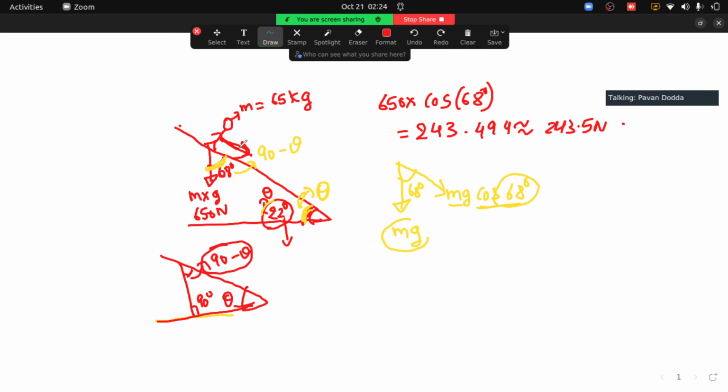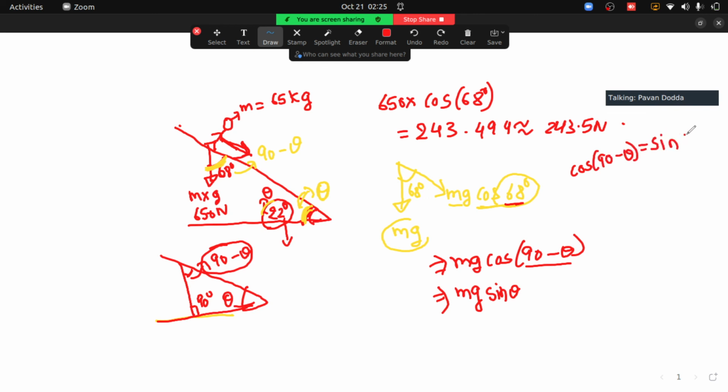So the force along this direction would be mg cos of 90 minus theta. We just now wrote it as 68, and 68 can also be written as 90 minus theta. Now what would be this value? Mg cos 90 minus theta can also be written as mg sin theta, because cosine of 90 minus theta is sin theta, right? Yes.